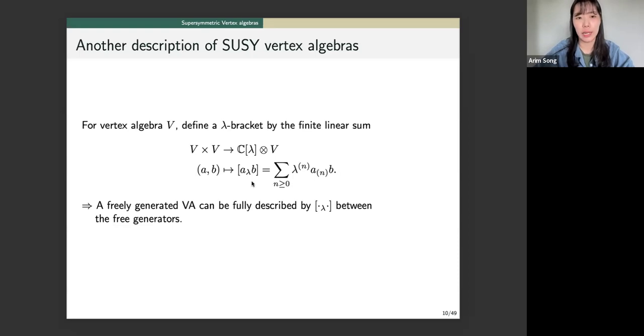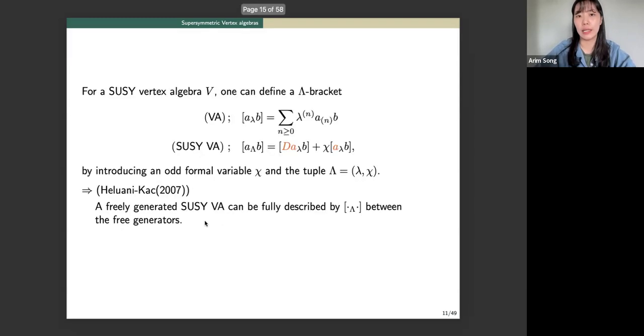And the well-known fact is that if a vertex algebra is freely generated, then its information is all included in just the lambda bracket between the free generators. Of course, in a supersymmetric vertex algebra, we can just use the lambda bracket because it's basically just a vertex algebra. But to emphasize that it has a superpartner for each element, we can write in this way.